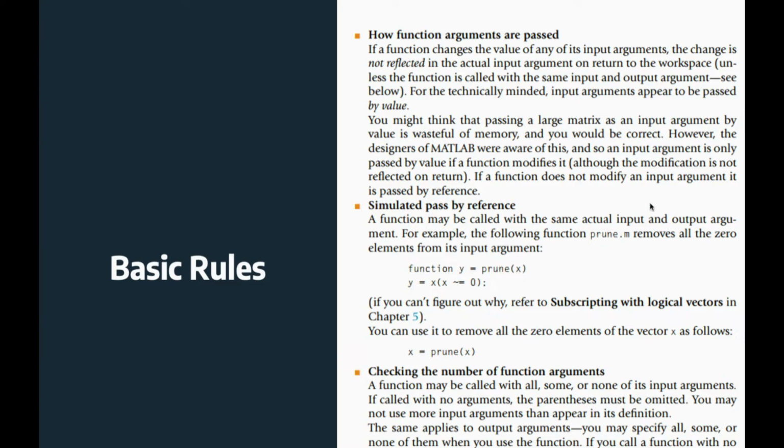Now, for the simulated pass by reference, the function is called with the same actual input and output arguments. As we can see in the example here, y equals prone of x, y equals x(x ~= 0), with x not equal to 0 as the logical argument over here. That will remove all the 0 elements from its input argument.